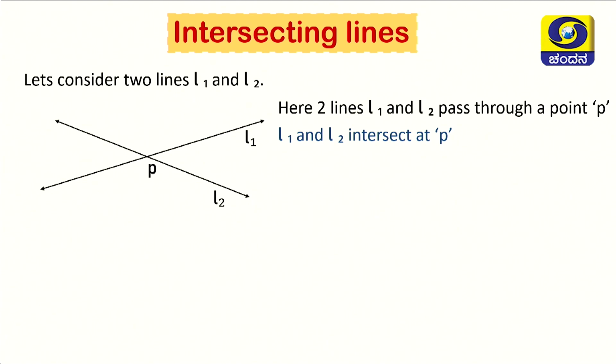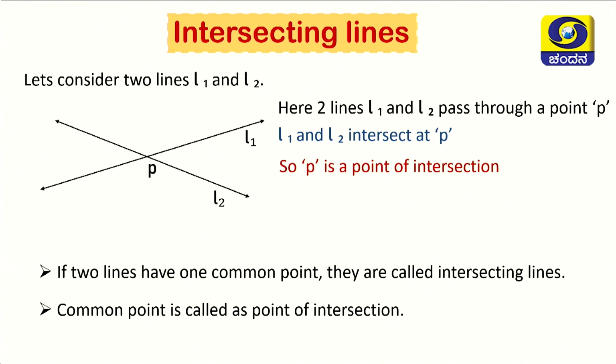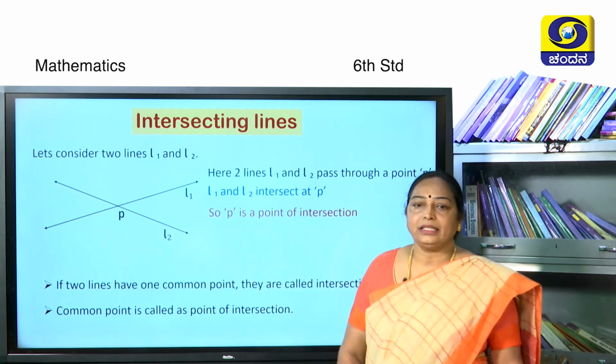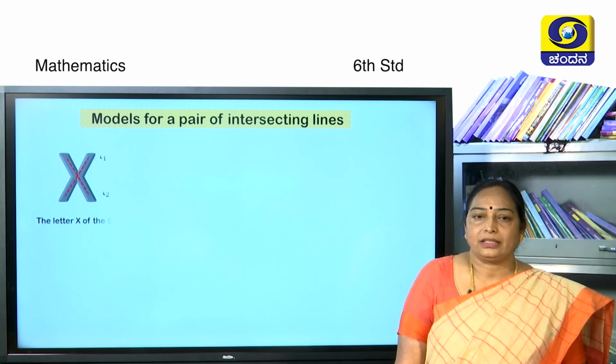Here 2 lines L1 and L2 pass through a point P. We say that L1 and L2 intersect at point P. So, P is a point of intersection. If 2 lines have one common point, they are called intersecting lines. The common point is called the point of intersection. Here P is a point of intersection. Let us see some models of a pair of intersecting lines.